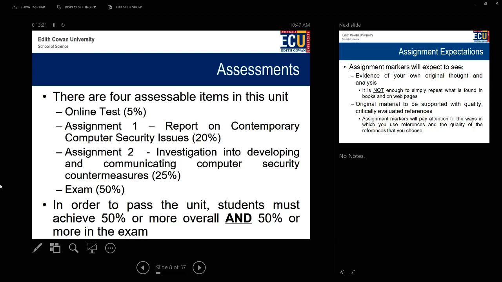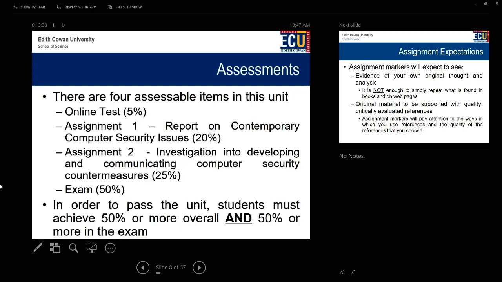Then you have got your first assignment, which is worth 20% of the unit. It's a report on contemporary computer security issues. The assignment is available on Blackboard. Please go through that assignment, read that assignment. If you have got any difficulty, please come and ask me.